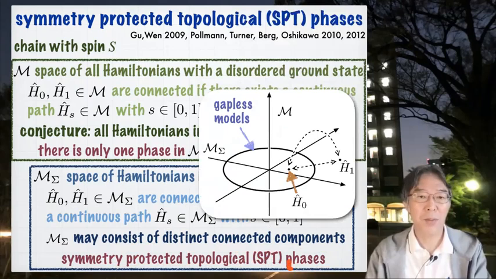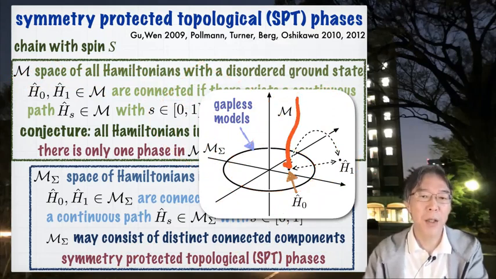Here is a very rough picture. Suppose that this whole three-dimensional space is the space M of Hamiltonians with a disordered, unique gapped ground state, except for this circle. On this circle, suppose that we have Hamiltonians with gapless excitation, so these do not belong to M. But all of this three-dimensional space, except for this circle, belongs to M. Suppose that H0 is here and H1 is here. Of course they are connected within M, so M consists of a single phase.